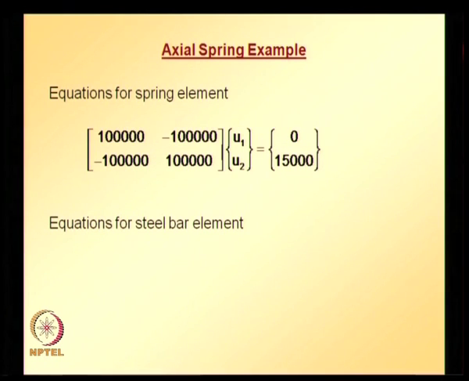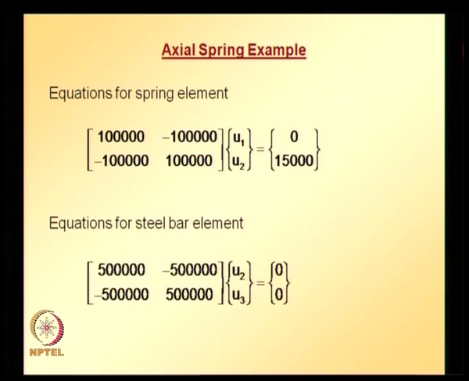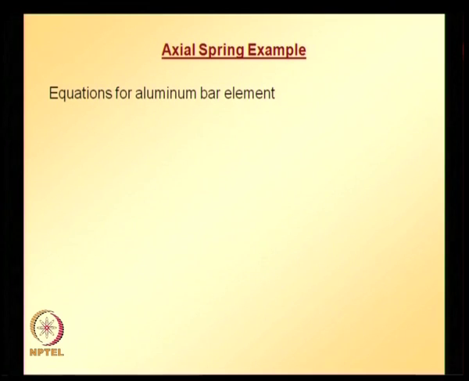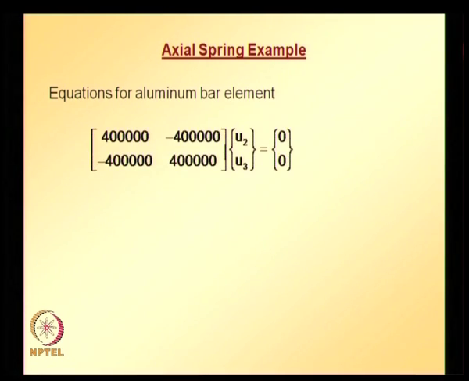And for the steel bar element equation system, you know the Young's modulus of steel, it is given, the area of cross section of the steel bar, and the length of the steel bar. So, using that information you can find the stiffness matrix. And the force, as I mentioned, is added to the spring element, that is why it is not shown here for the steel bar element. Similarly, equations for the aluminum bar element can also be assembled, taking the cross sectional area, Young's modulus and length of the aluminum bar.